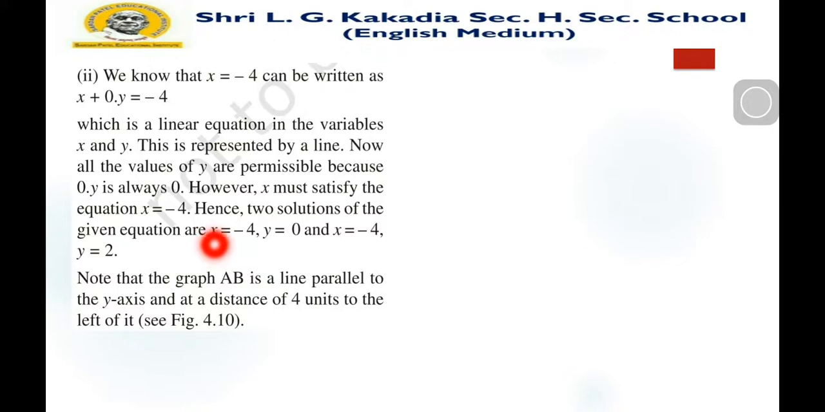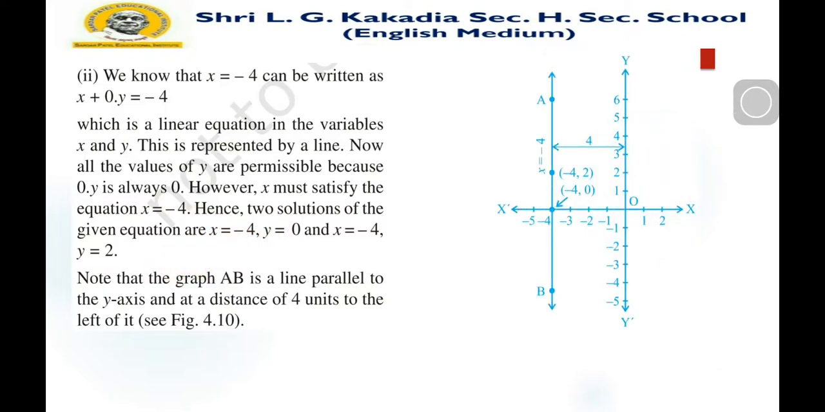Because if you take any value for y, the term is always 0. But we have to take such a value for x that it satisfies this equation. So we take x is equal to minus 4 and y is equal to 0, then we get minus 4 is equal to minus 4. We always take x is equal to minus 4 and just change the value of y, because y is multiplied with 0, so it is permissible. So we get the graph given here.